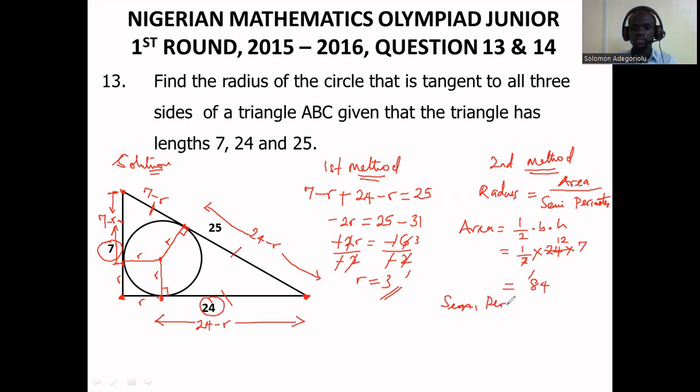Semi-perimeter of the triangle. Semi-perimeter is the addition of all the sides divided by 2. So here we have 7 plus 25 plus 24 divided by 2. And this is going to be 56 over 2. And if we divide this, that will give us 28. So this is 28. All right.